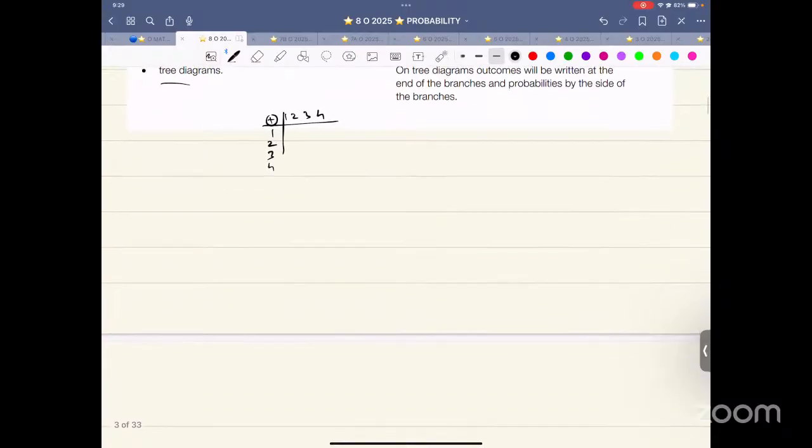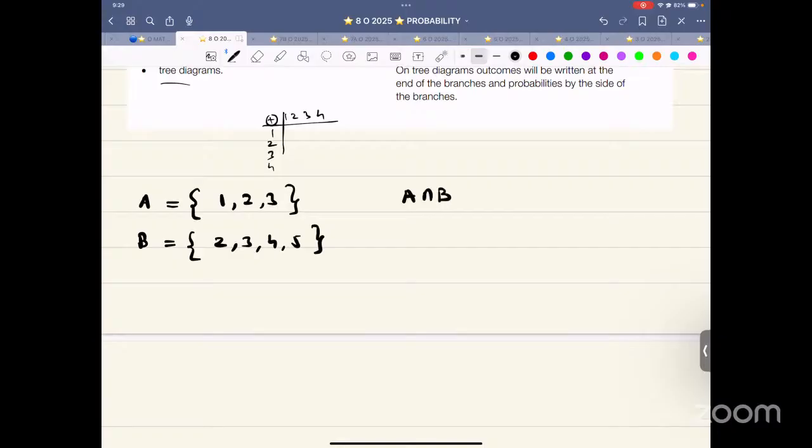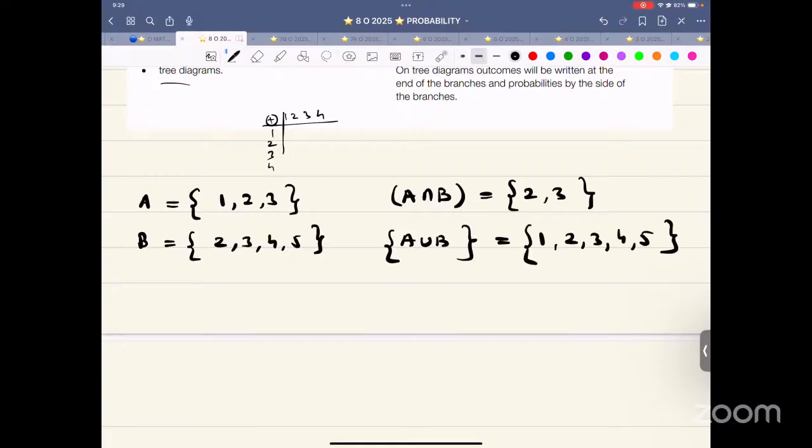So if I talk about, let's say, event A is 1, 2, and 3. Event B is 2, 3, 4, and 5. So A intersection B is what's common, 2 and 3. And A union B, that is take all without repetition. So it's 1, 2, 3, 4, and 5.